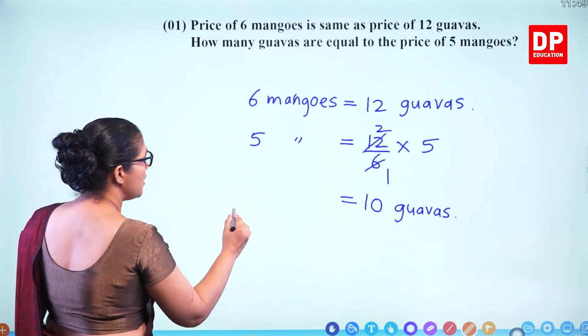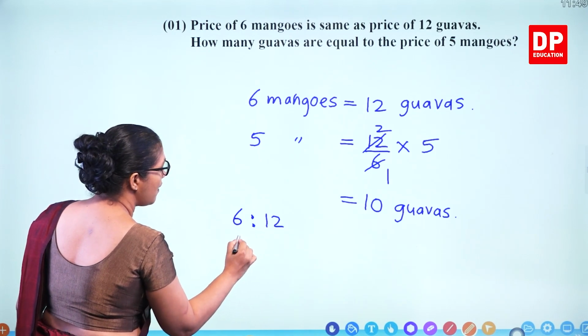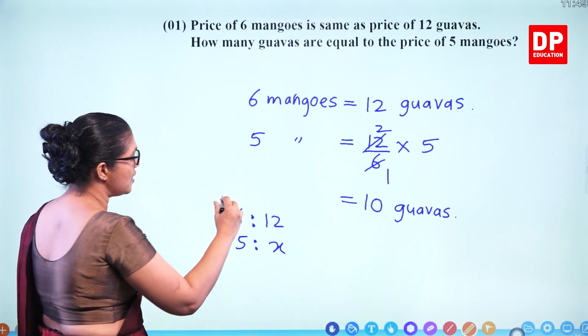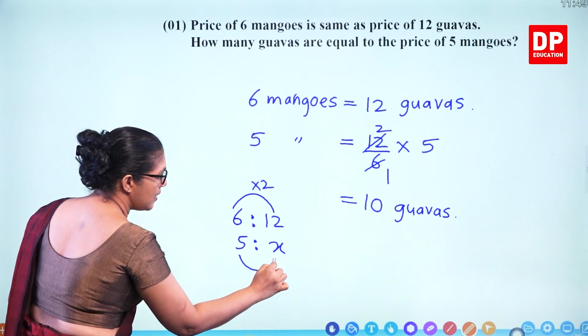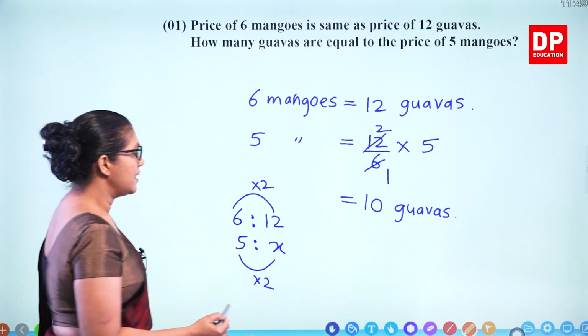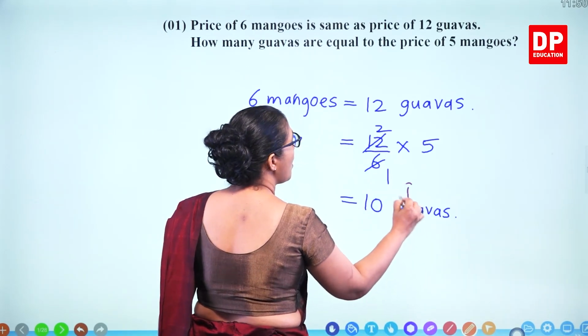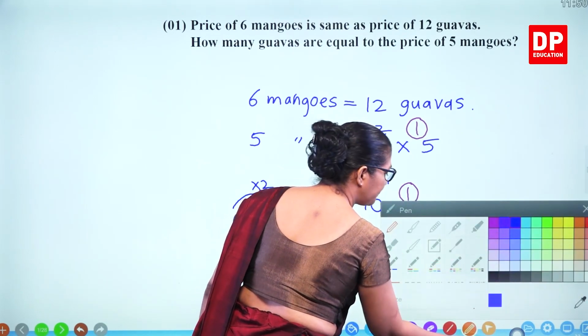This is actually a ratio. 6 becomes 12, 5 becomes what? This is multiplied by 2, so you can do the same thing for the ratio. Multiply by 2, you get 10. So 2 marks for this question: 1 mark for the answer and 1 mark for the method.